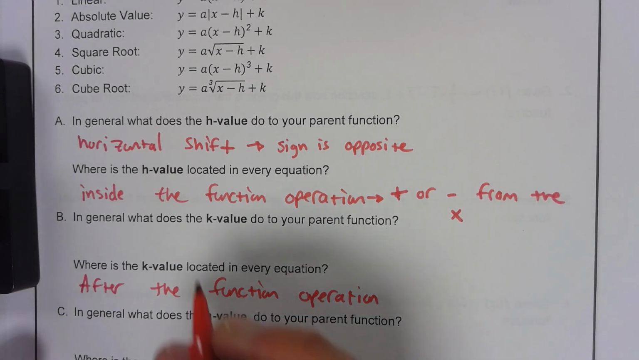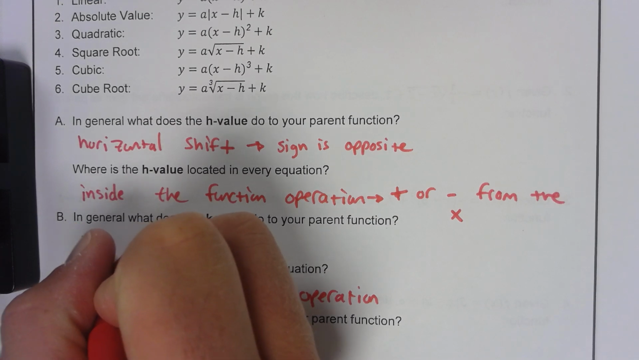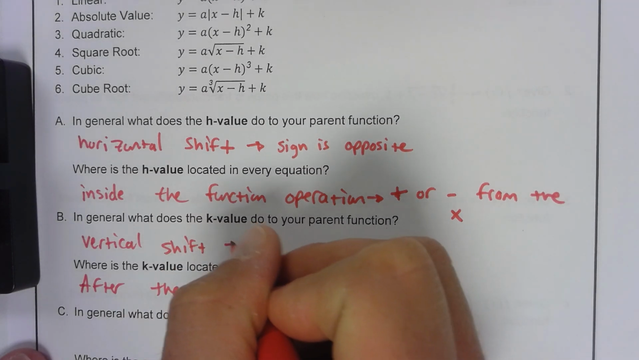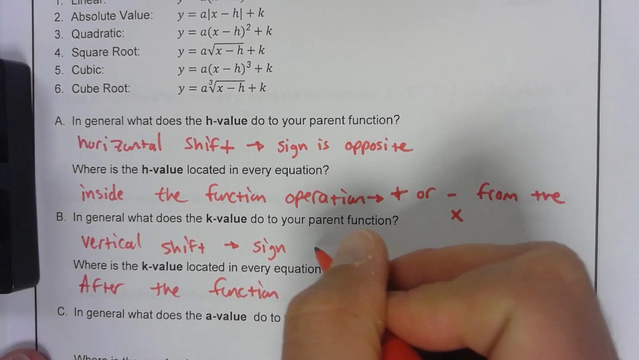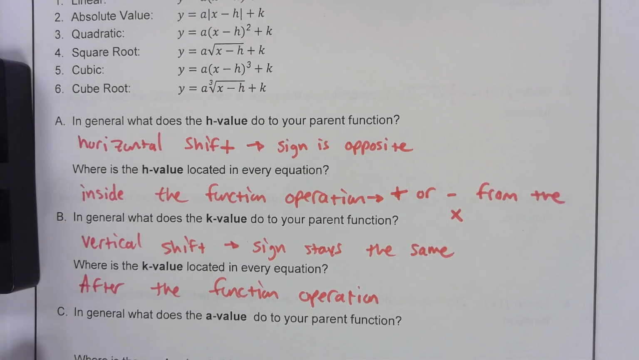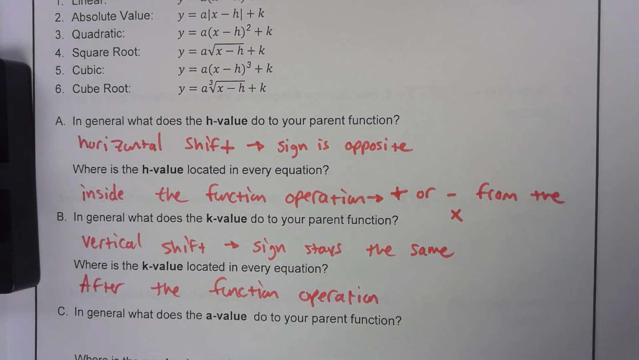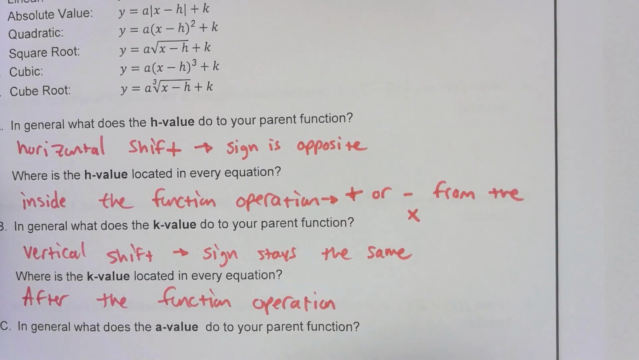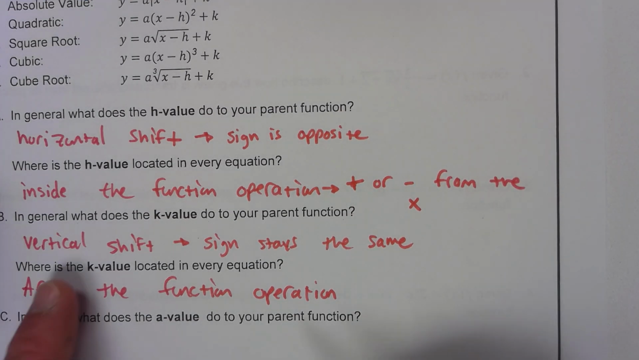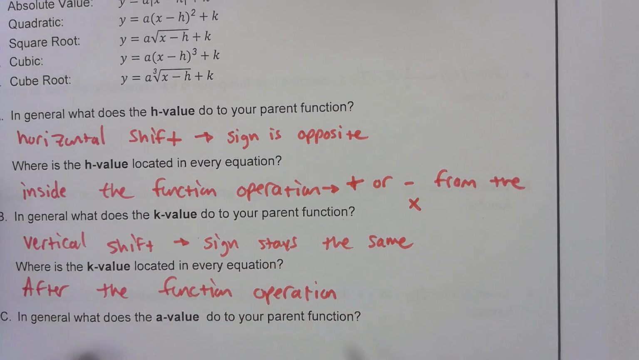And the K value is our vertical shift. That moves our graph up and down. And that sign stays the same. So if it's positive, we would expect it to move in the positive direction when thinking vertically. Positive is up. Negative, when we're talking vertically, that's moving down. Again, this says vertical shift. The sign stays the same, and it's located after the function operation.